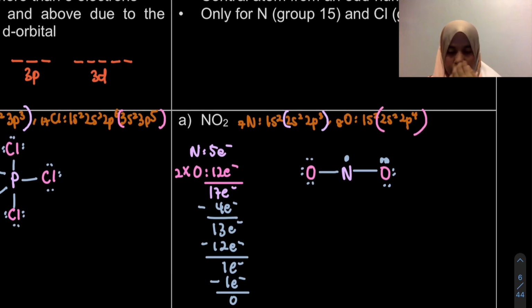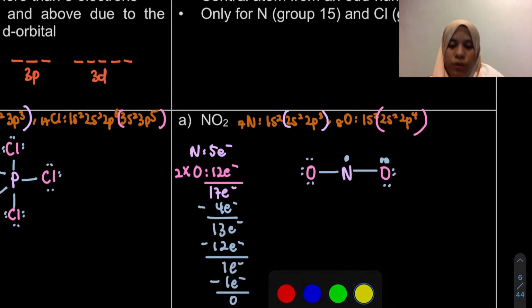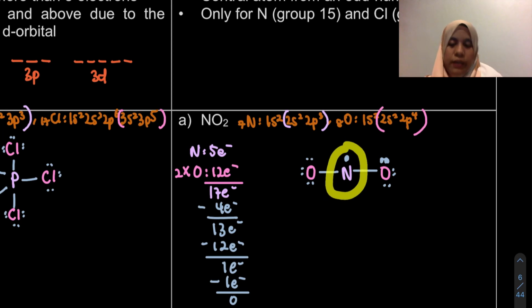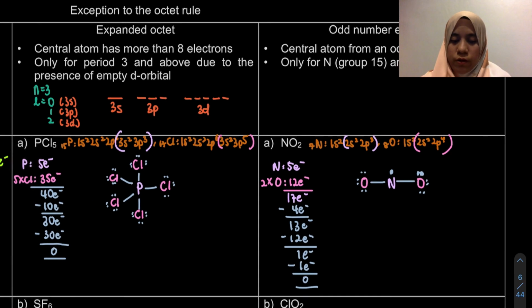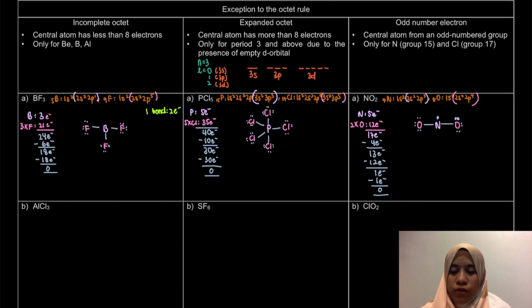Dalam case ni, the central atom lah yang akan ada odd number tu. So this is for the case of nitrogen. Only case for nitrogen and chlorine sahaja boleh ada odd number electron. Okay, so yang B ni, I believe you could try yourself.